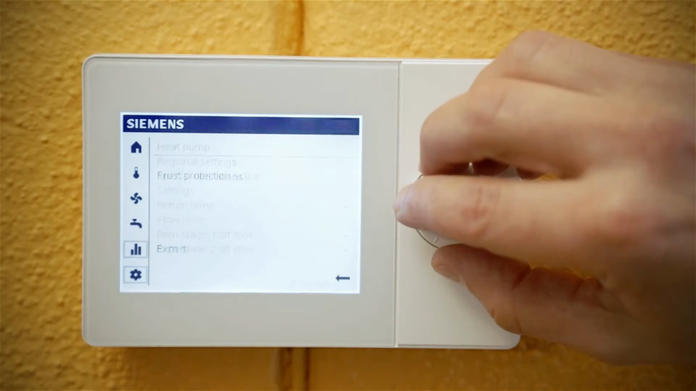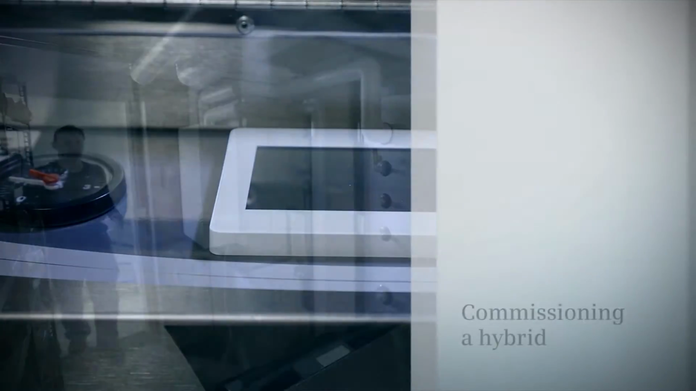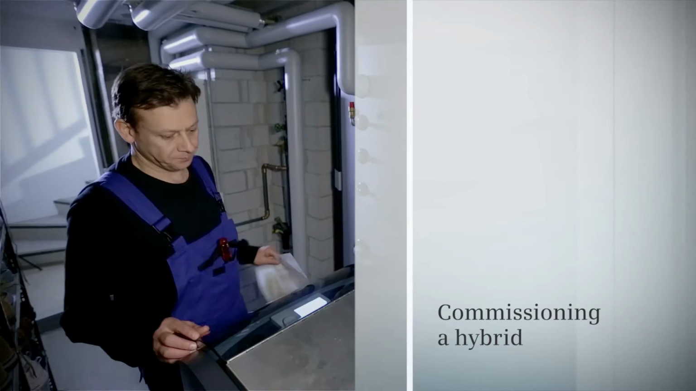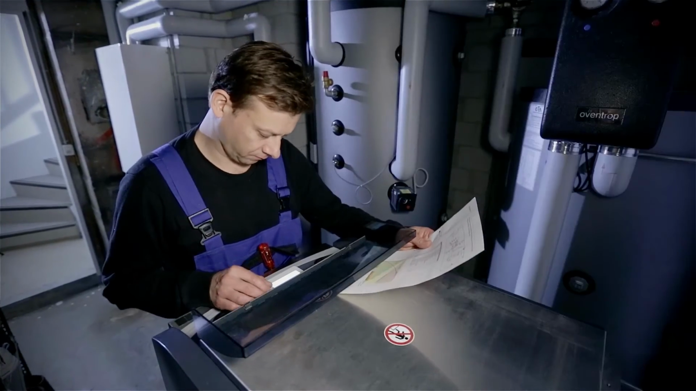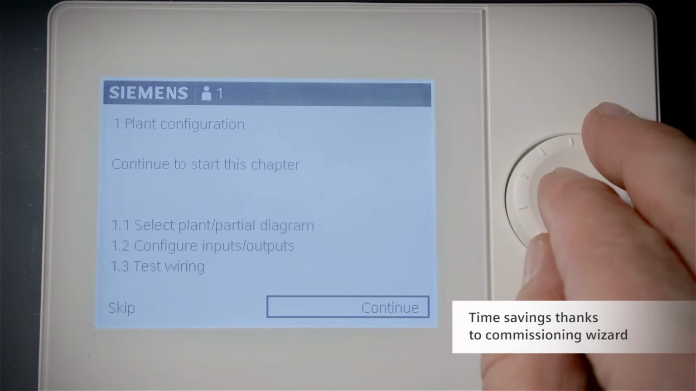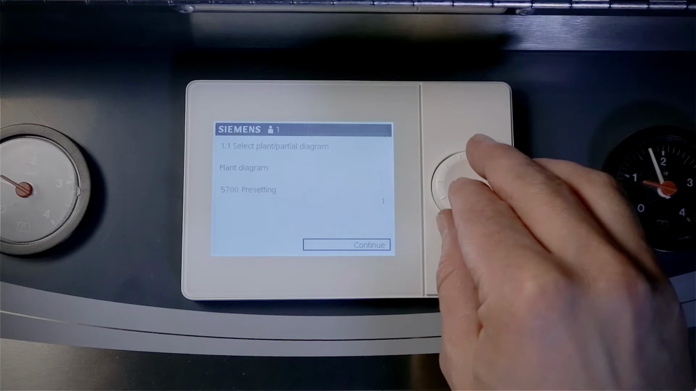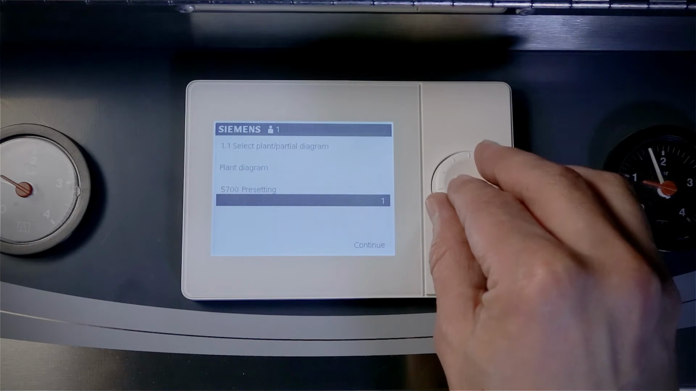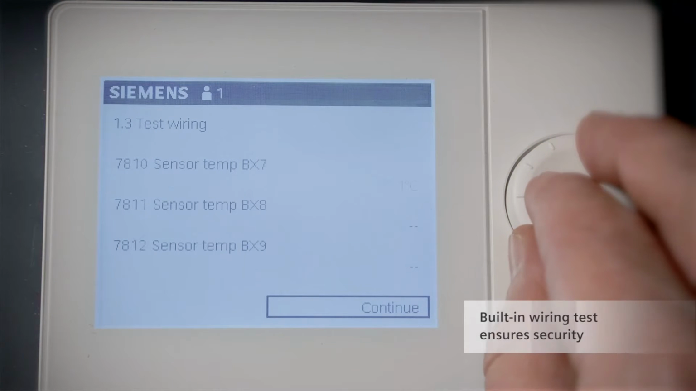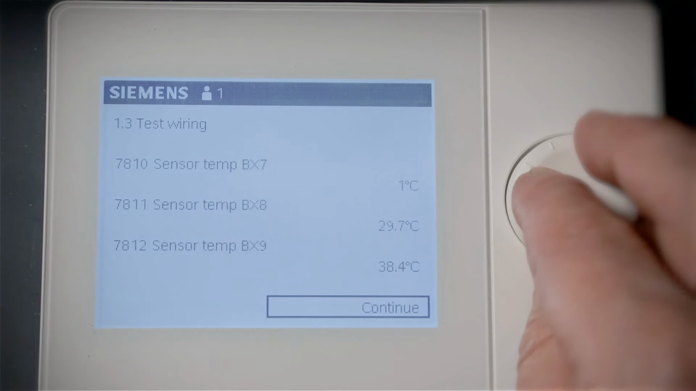The latest intuitive operator units, QAA74 room unit and AVS74 user interface, offer ease of operation and efficiency during commissioning and operation. The commissioning wizard guides you through the installation directly, securely, and fast. By selecting the plant diagram, you define the major plant components. The step-by-step wiring test ensures that the hydraulic system is correctly set and tested.